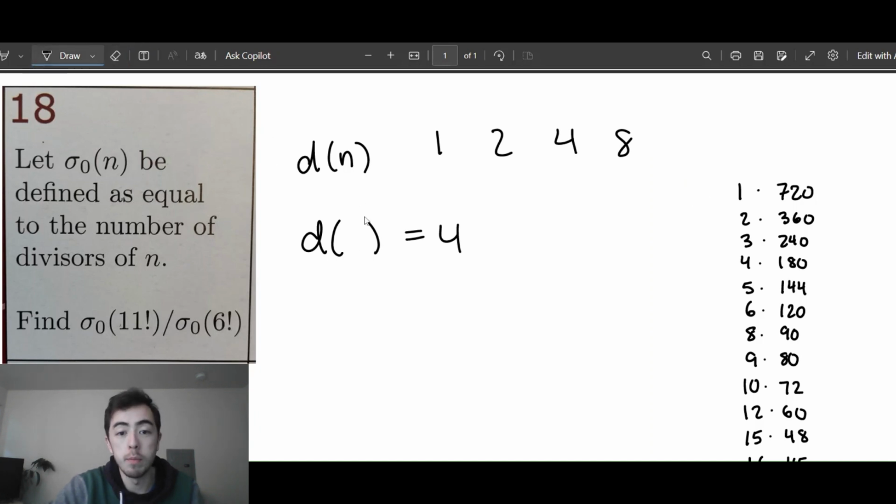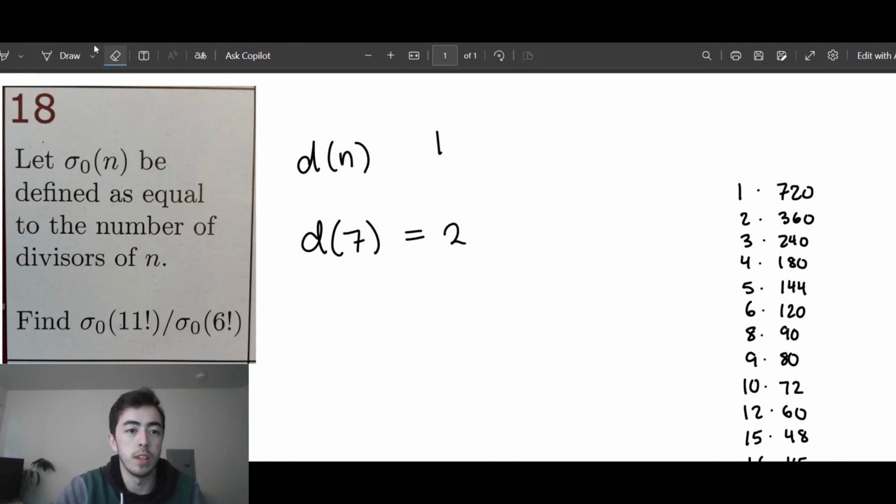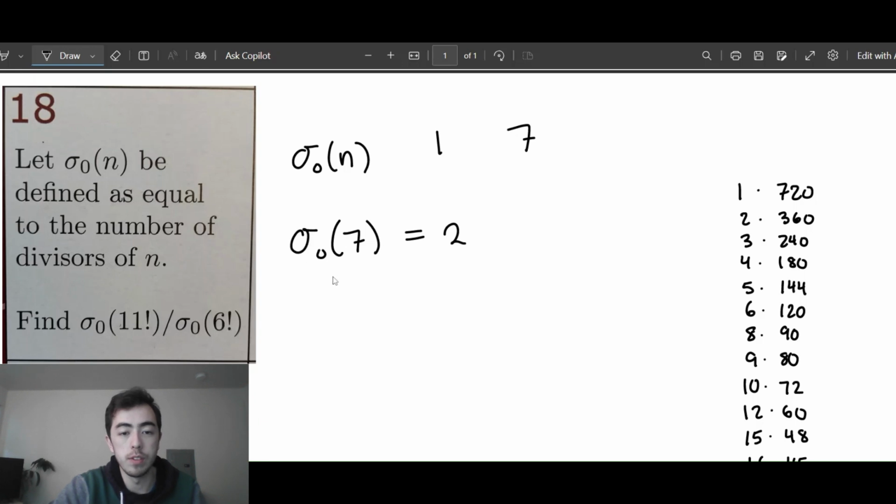Maybe if I did a prime like 7, then there would be exactly 2 divisors, because for any prime number, the factors or divisors, whatever you want to call them, of any prime is just going to be 1 and itself. So let's just use the notation from the calendar today and use sigma naught. And I can say sigma naught of 7 is equal to 2.